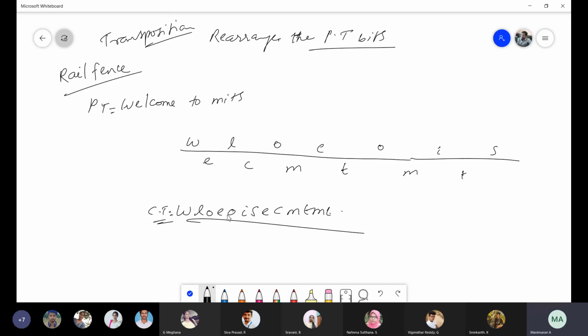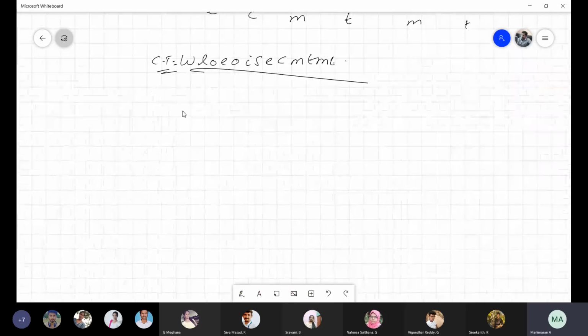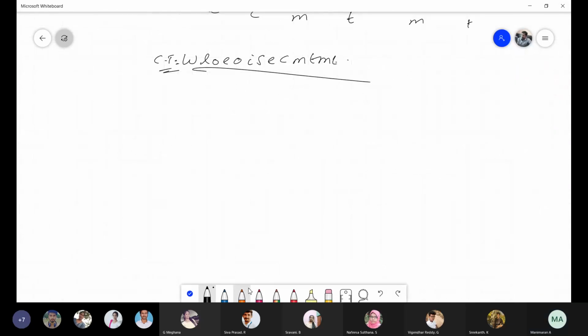Okay, so this is rail fence. And then the row transposition cipher we'll see next. The second one is the row transposition technique. Row transposition cipher. So same thing, we'll take it as plain text. Welcome to MITS, I'll write here. Same text.